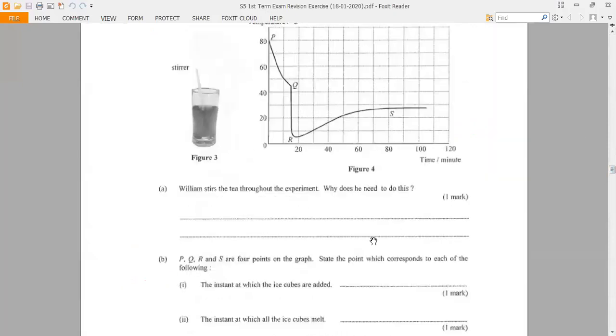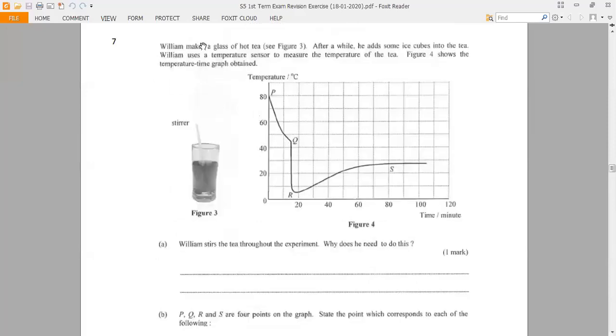We have a drink, hot tea at the beginning, and then add some ice cubes to it. And it shows the temperature against time. So William stirred the tea throughout the experiment. Why does he need to do so? To ensure that the temperature is even.